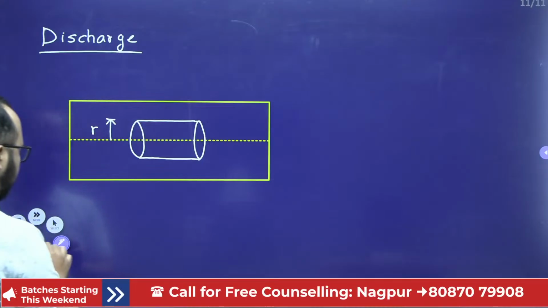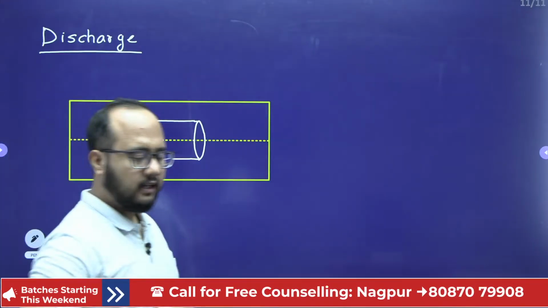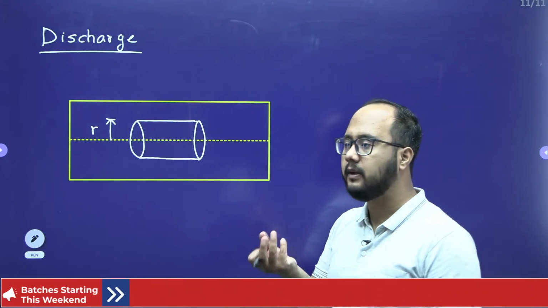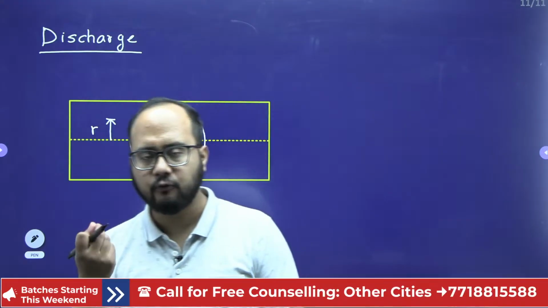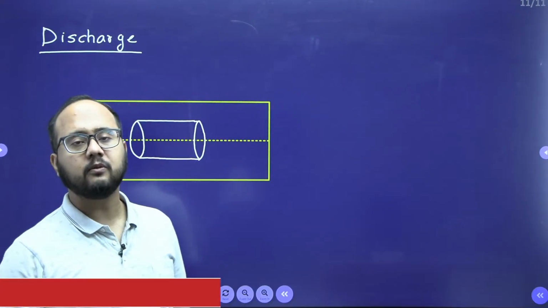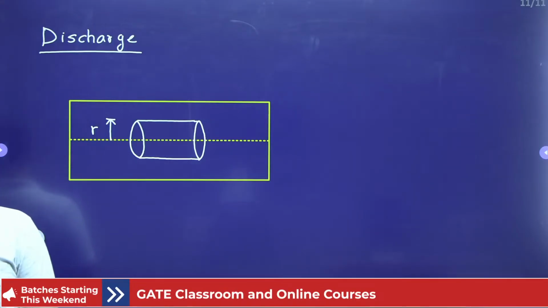Now see, I will assume a small elemental ring, and through that ring I will calculate the discharge, and from that small discharge I will integrate over the complete pipe. Then I will get the total discharge. Yes or no, guys? Please tell me first.